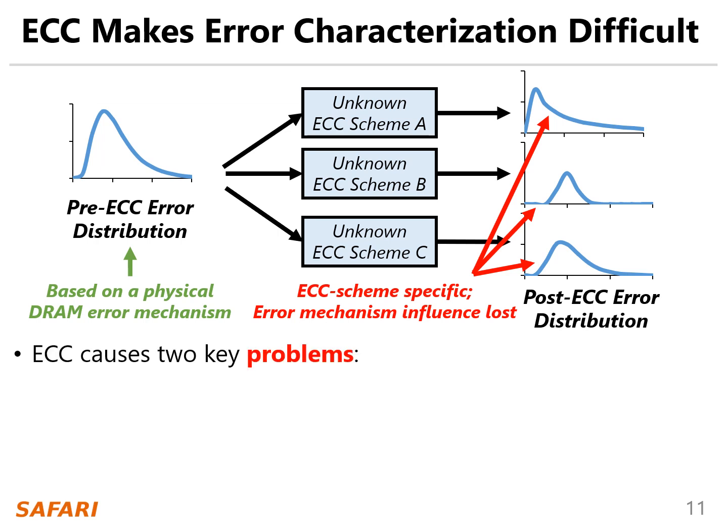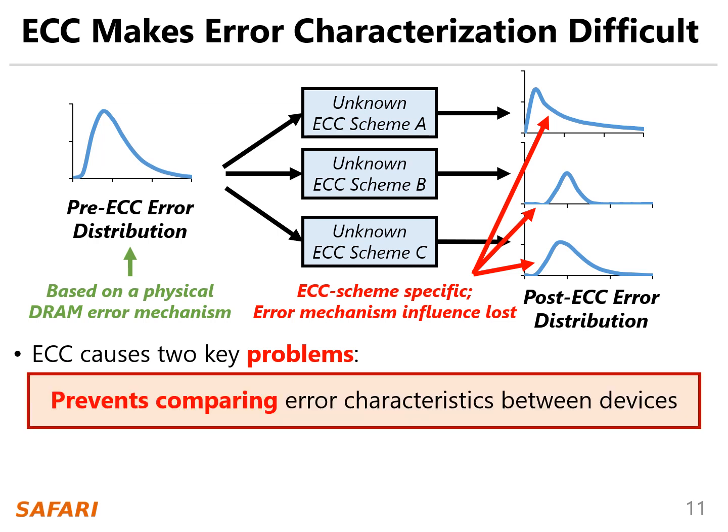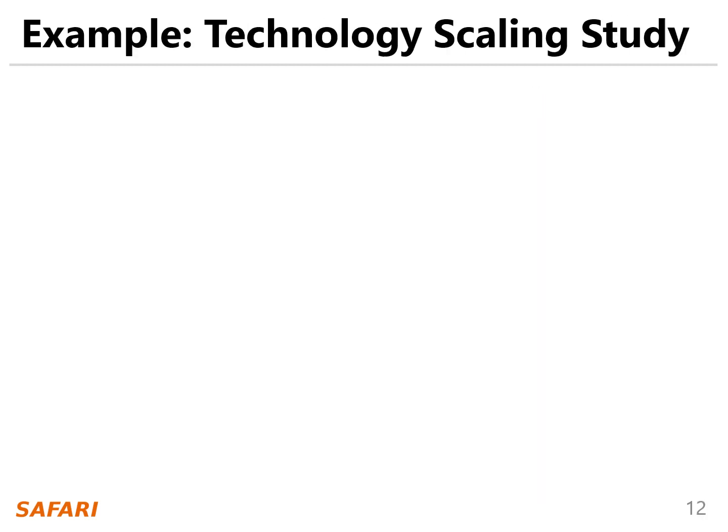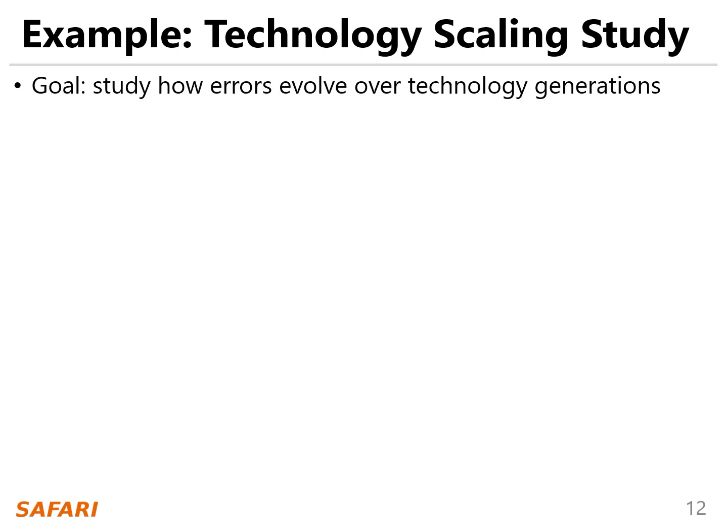So this causes 2 key problems for error characterization studies. First, it prevents comparing error characteristics between different devices that might be using different ECC mechanisms. And second, it obfuscates the well-studied error distributions that we're expecting from DRAM. Now let's take a look at a concrete example of how error correction may interfere with the study we're trying to do. In this example, we're going to do a technology scaling study. The goal of our study is to look at how errors evolve over different technology generations.